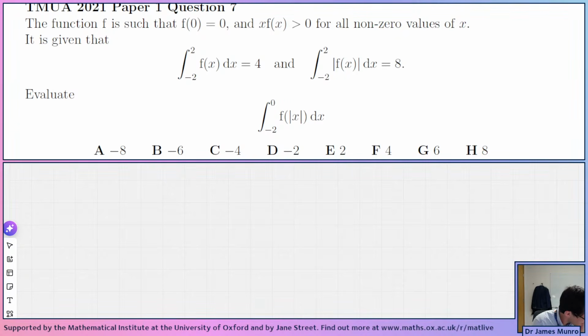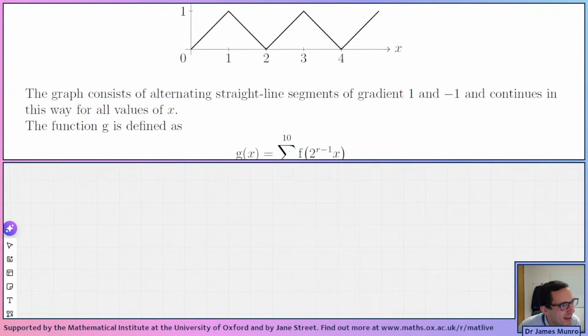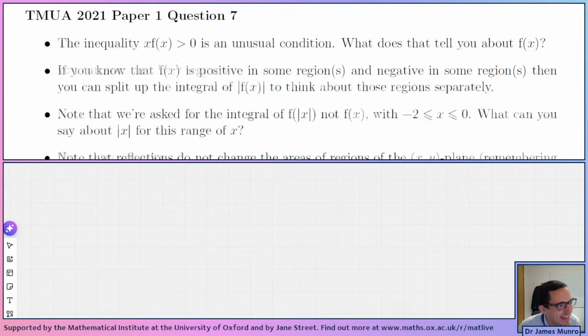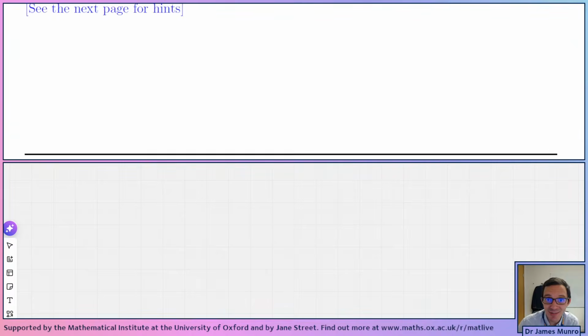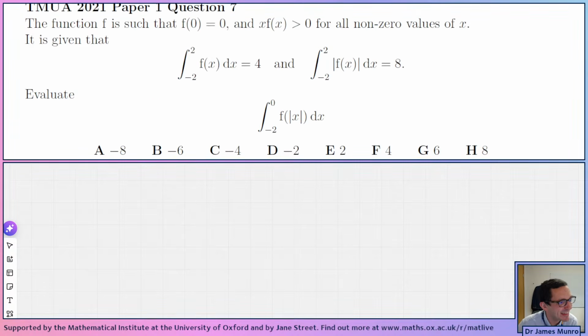In the thing we're asked to evaluate, it says evaluate the integral of f of mod x. And I didn't see that because the brackets and the mod signs are very close together. And my eyesight could be better. Which is why there's now a hint on the question sheet that says, note that we're asked for the thing it actually says, not the thing that I read. Too late to help myself, but maybe the hint was helpful for you to realise that the thing in the question is that.